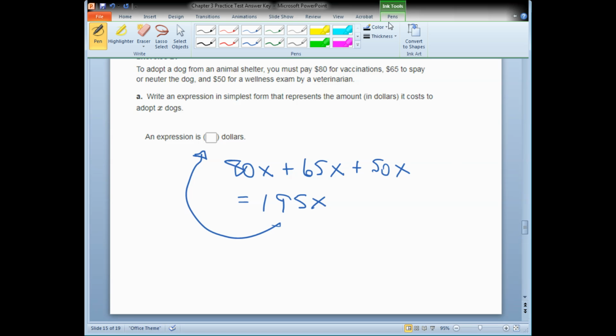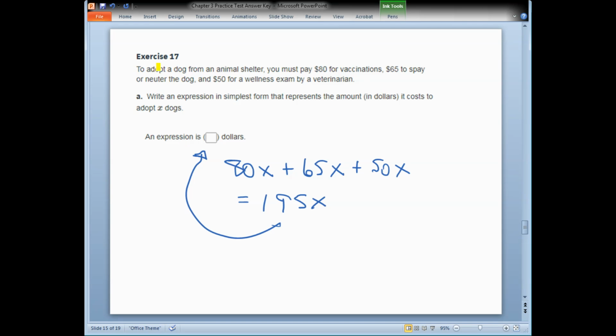All right. Number 17. So we're going to adopt a dog from an animal shelter. Adopt a dog from, okay, that's sweet of you. But you got to pay for some stuff. What do you got to do?